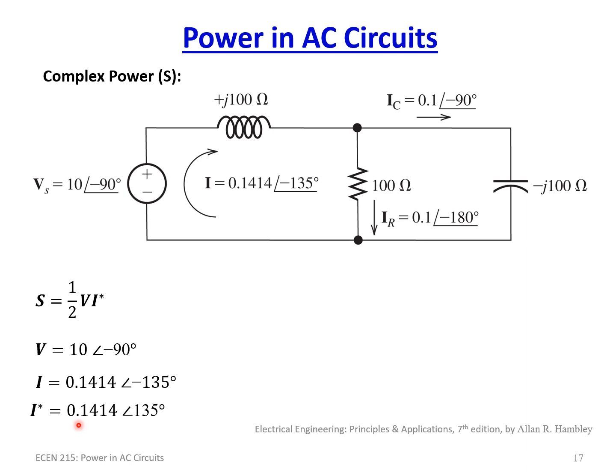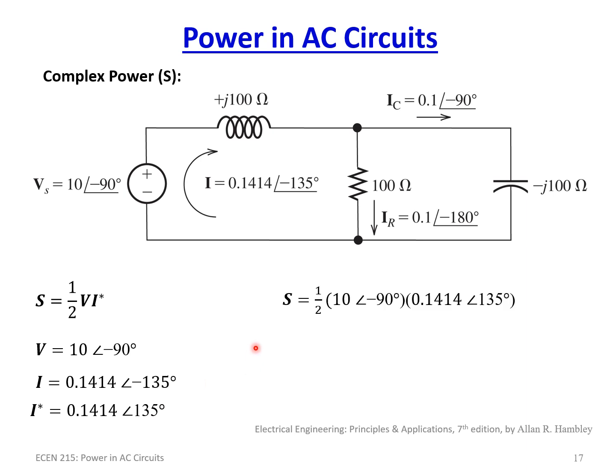So again, this is the advantage of doing things in polar instead of rectangular. If this was in rectangular, you would have the real component, and then you would just change the sign of the imaginary component. But in this case, we just had to change the phase angle. So I conjugate is 0.1414 at 135 degrees.